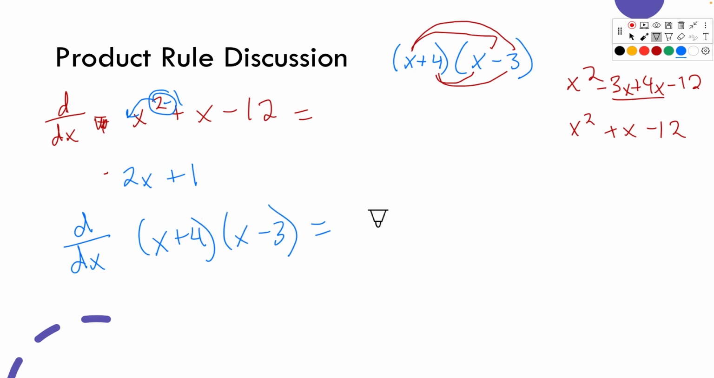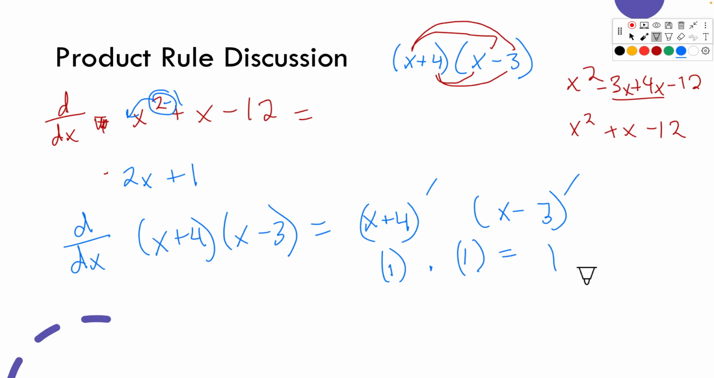It might feel right to take the derivative of x plus 4 and then separately take the derivative of x minus 3, and then multiply those two together. Well, derivative of x plus 4, derivative of 4 is 0, derivative of x is 1. Same thing happens over here, derivative of x is 1, derivative of negative 3 is 0, so we end up with 1 times 1, which is 1, but that doesn't look like 2x plus 1, does it? So we're not doing the right process here.